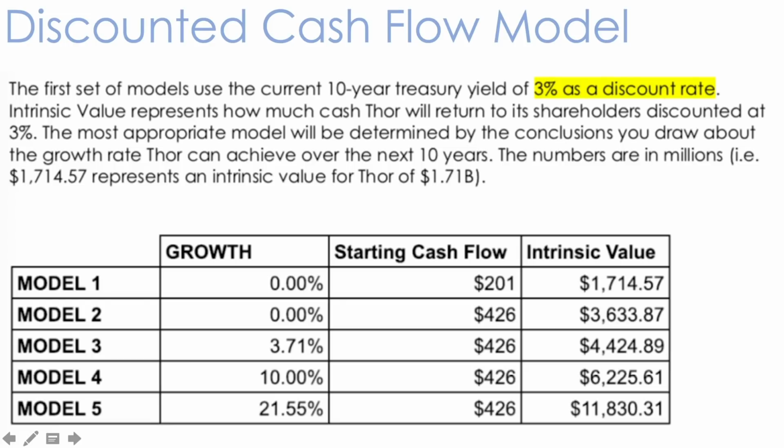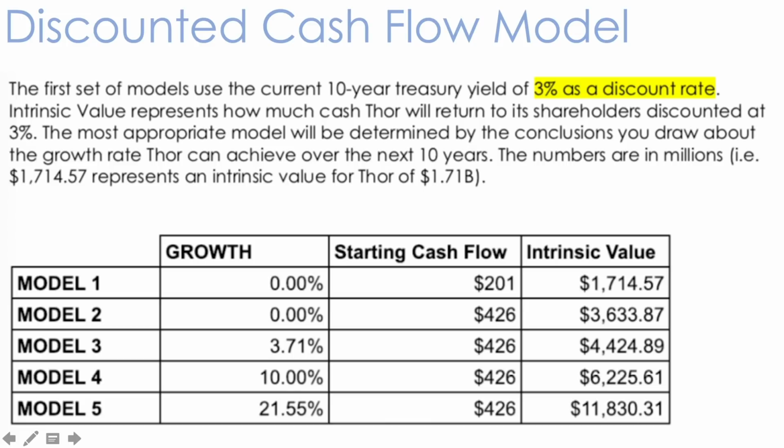Now, I used a discount rate of 3%, so that is the current 10-year treasury yield. So if you just want to not risk your money at all, you just want a 100% safe investment, then you can go to the US Treasury and invest your money for 10 years at 3% per year. So what that means is that if we discount the cash that Thor returns to us at 3%, it's going to tell us how much cash we can get out of this company, taking into account the relative opportunity cost of not investing in a 10-year treasury yield. So this is what intrinsic value is telling us, how much cash we think we can get back based on the different growth rates and the starting cash flow.